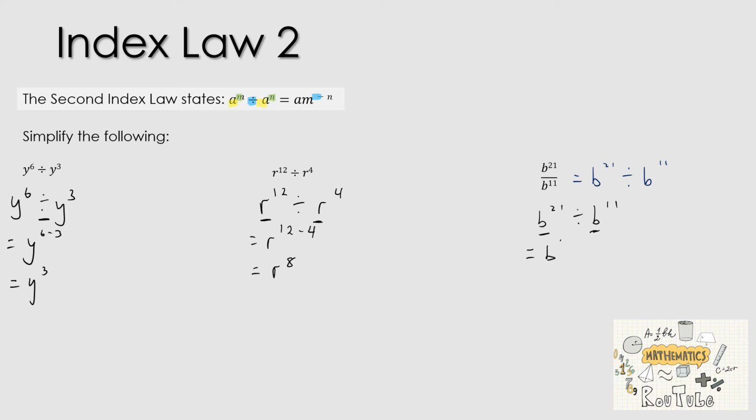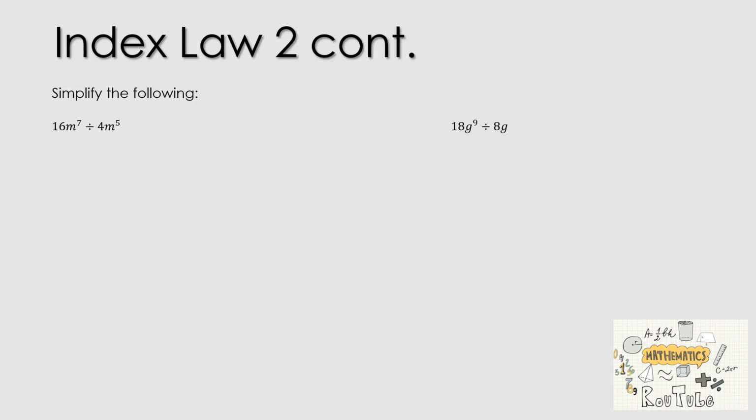The bases are the same, so they come together to create one base. And then what we do to the indices is we subtract them. So we've got b, and then 21 minus 11 gives us 10. So then we have b to the power of 10. Just like we did in index law 1, we're now going to add some coefficients to index law 2. So simplify the following.